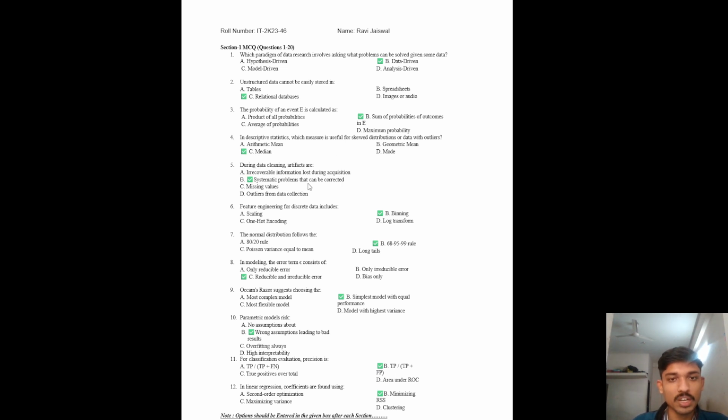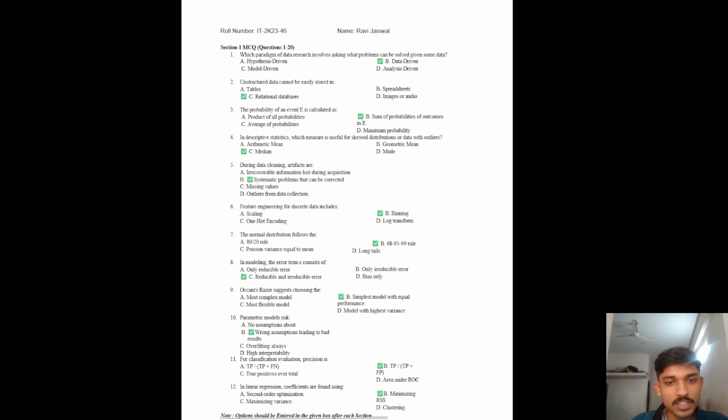Fifth one is: during data cleaning, what are artifacts? So correct answer is B. Artifacts are systematic problems that can be corrected. And during data cleaning, another term also gets referenced, which is error. Errors are those problems that cannot be corrected or recovered, but artifacts are those problems that can be recovered, and if they are recovered, they can also be corrected.